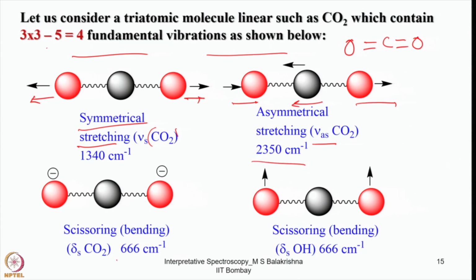It comes around 666 centimeter inverse and is designated as delta S CO2. Then we have another scissoring bending. You should know the difference, this one is scissoring bending, and this one as well. Both are identical, so they come around 666 centimeter minus 1. This is how you can identify 4 fundamental vibration modes in the case of triatomic linear molecules such as CO2.